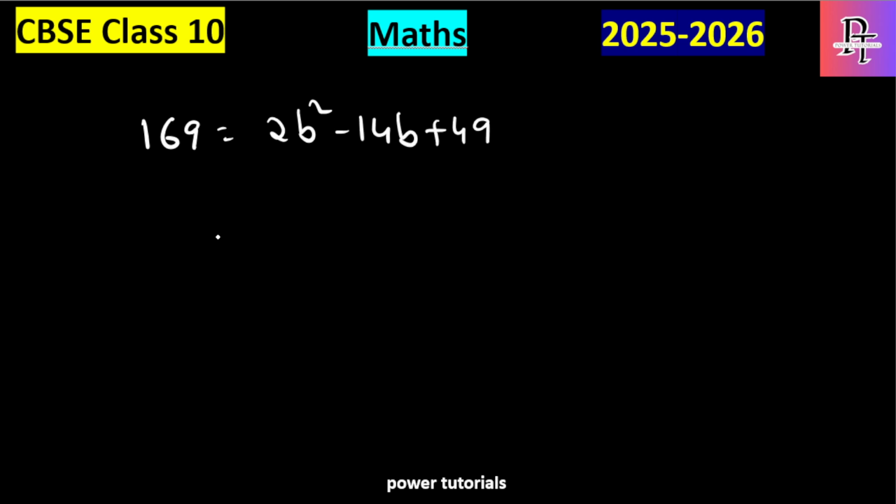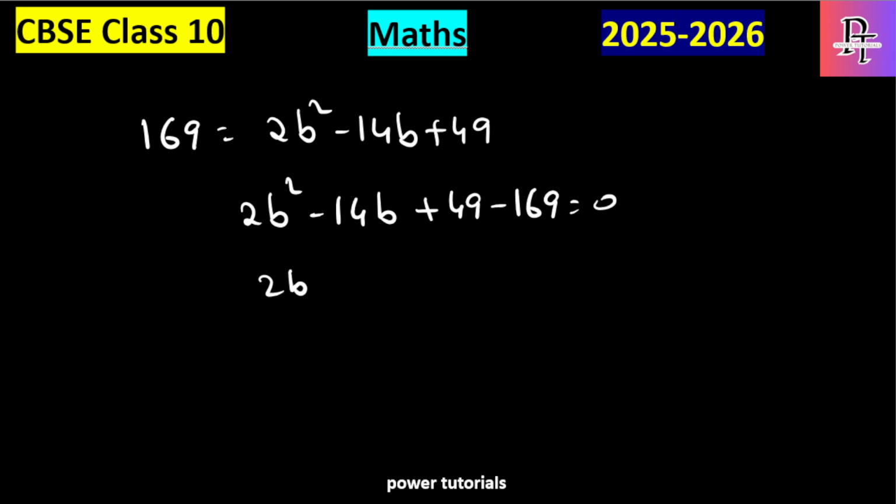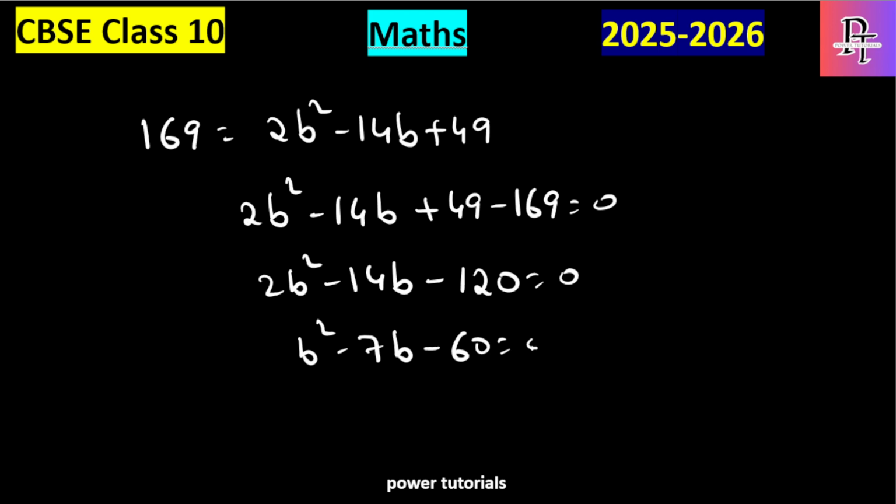Okay, let's move everything to the left side, or this to the right side. This becomes the equation, I can write it as 2b square minus 14b plus 49 minus 169 is equal to 0. So 2b square minus 14b minus 120 is equal to 0. Let's divide the whole equation by 2 to simplify our equation. It becomes b square minus 7b minus 60 is equal to 0.